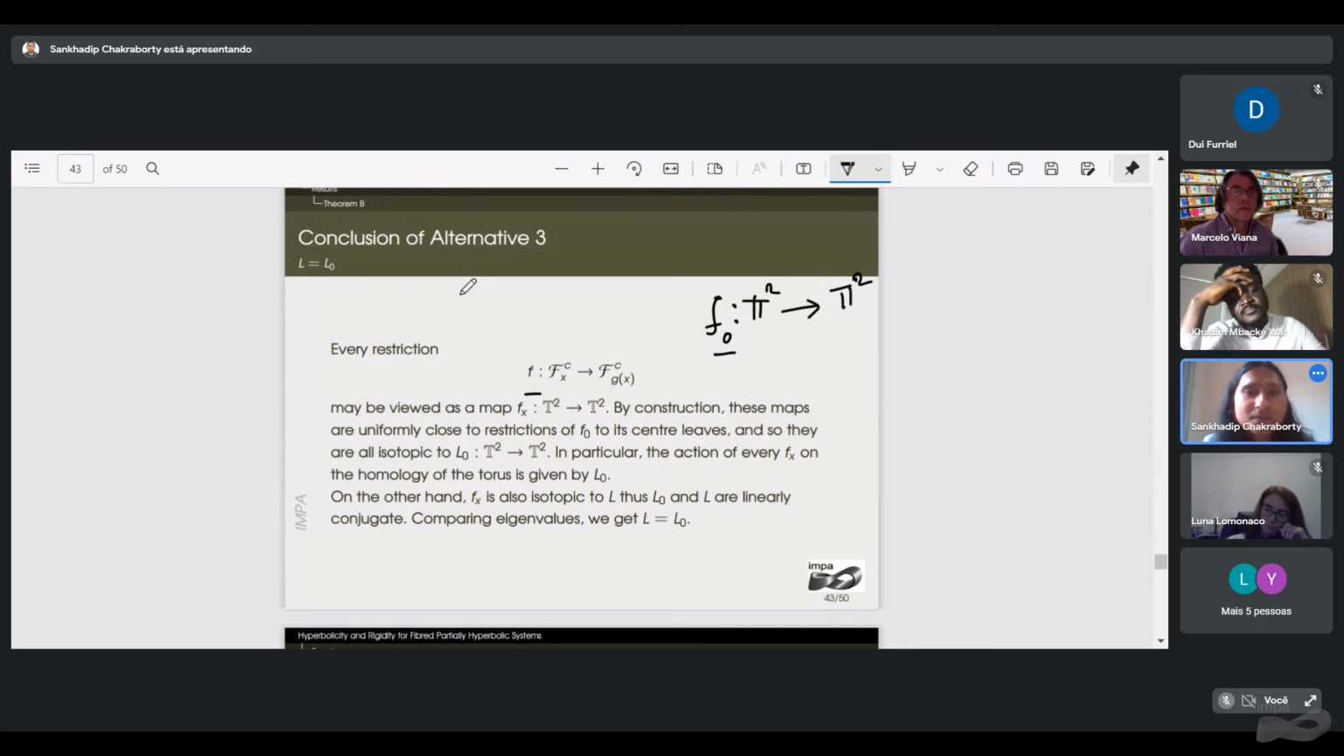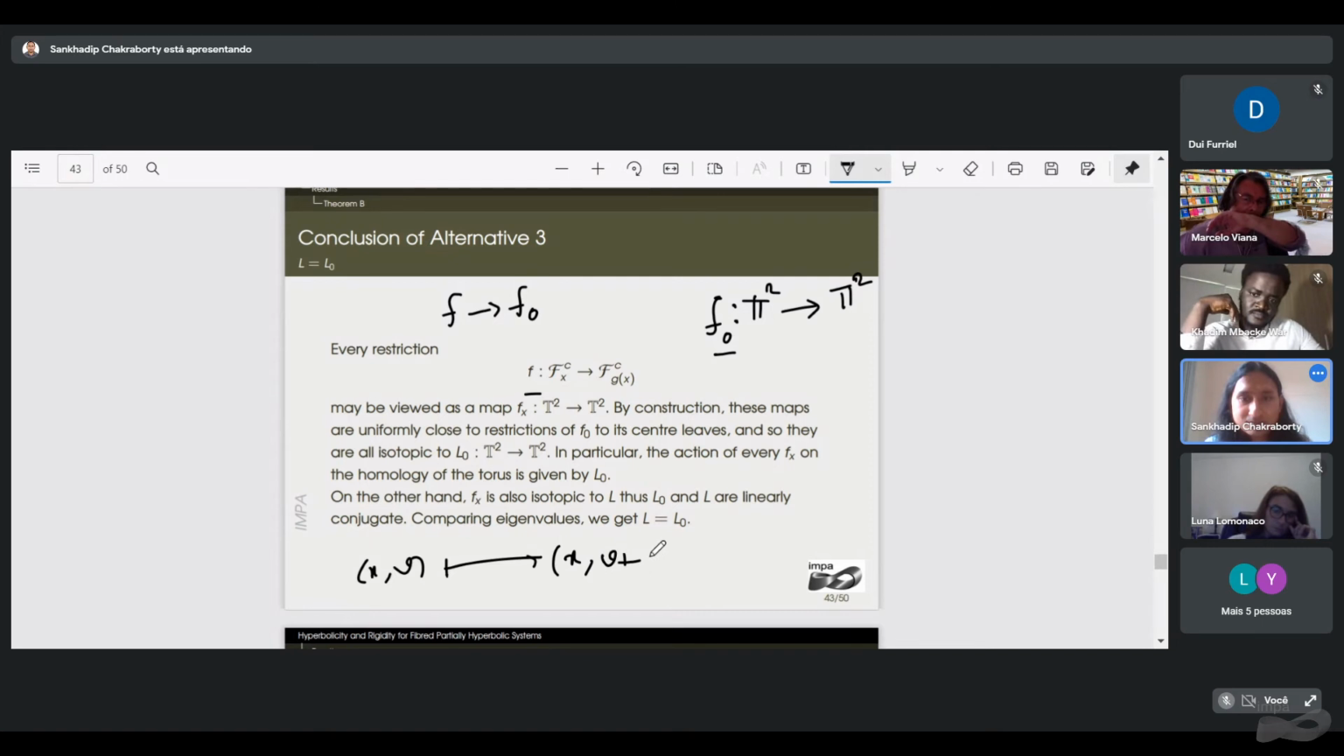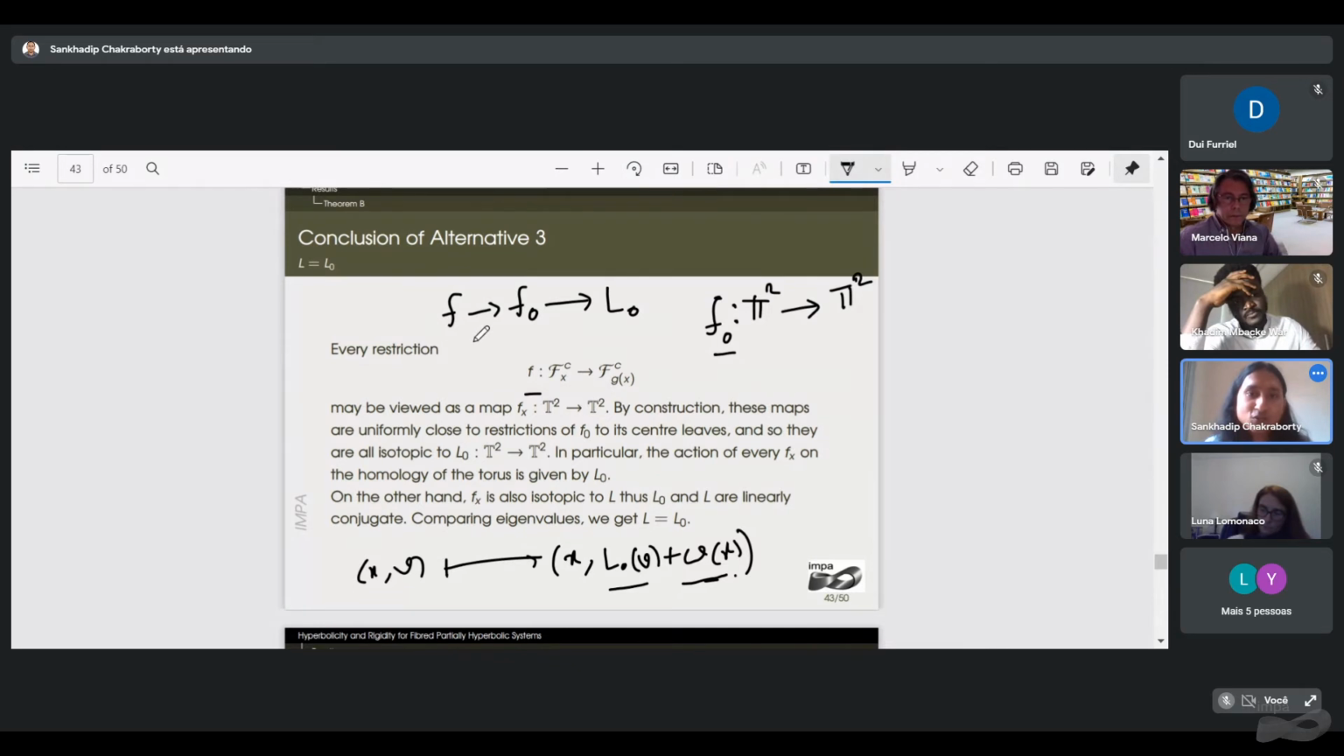Okay, so from F, I go to F naught, and F naught actually looks like XV goes to X, L naught V. So we can actually deform this Wx to get rid of it eventually. So from F we get to F naught, and from F naught we go to L naught. So the action of F on the homology of the torus is actually given by L naught.